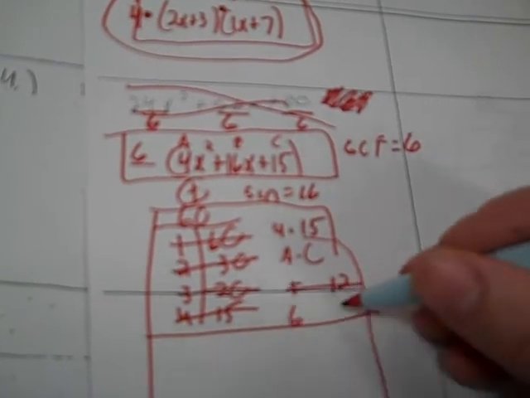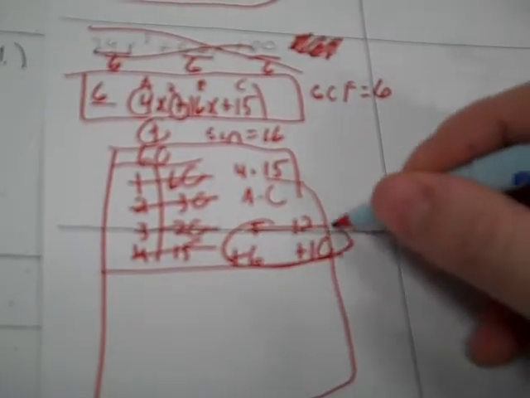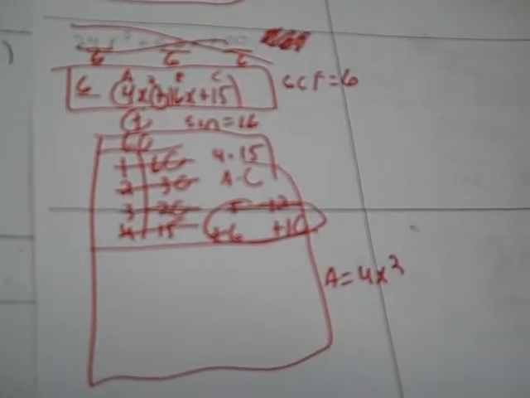60 divided by 6 is 10. Okay, I got it. It's finally. Okay, so I've got plus 16 on the B. So plus 6 and plus 10, sum, got to be the same. Okay, so there we have it. So A equals 4x squared here.